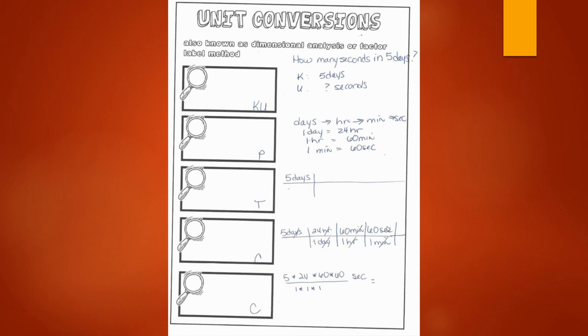So when we multiply all of that out, I get 432,000. This is 5 days, and I'm going to think that this 5 days is exactly 5 days. So we really want to know exactly how many seconds this is, so we're not going to round with this one. This is really not a measurement. This is a counting number of days. So this is 432,000 seconds exactly.